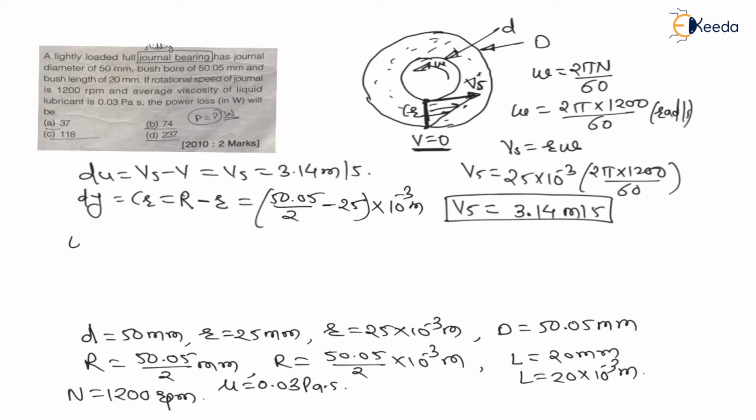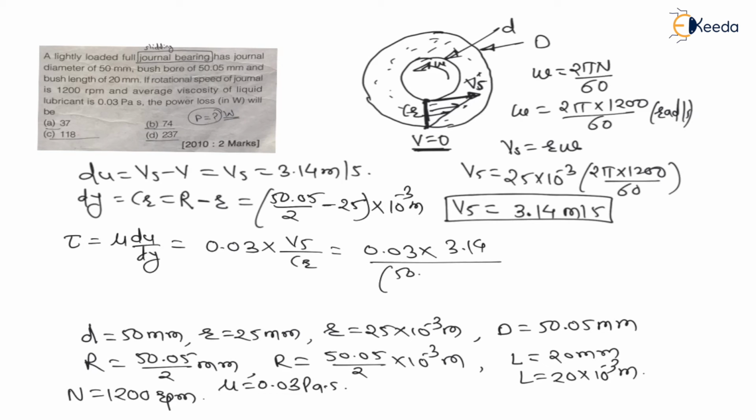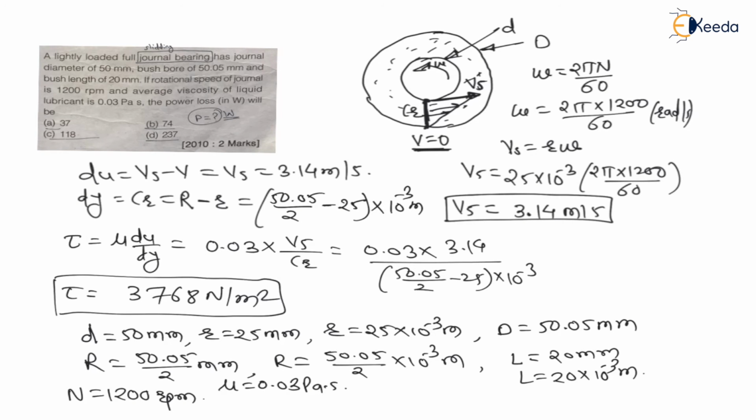Therefore the shear stress between the layers will be equal to mu du by dy, where mu is 0.03 and du is the velocity of shaft, 3.14, divided by 50.05 divided by 2 minus 25 into 10 to the power minus 3. Now let us find these shear stresses between the layers. If I solve this, I will get shear stress equal to 3768 Newton per meter square. This will be the frictional shear stress.